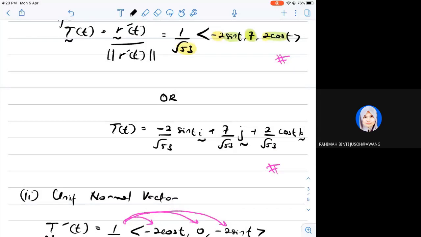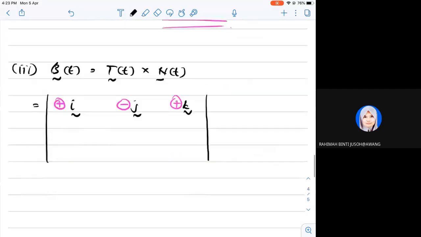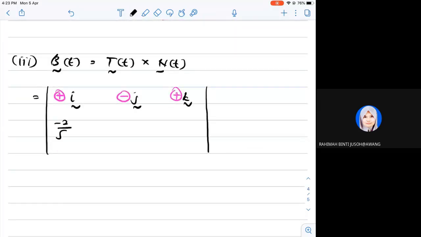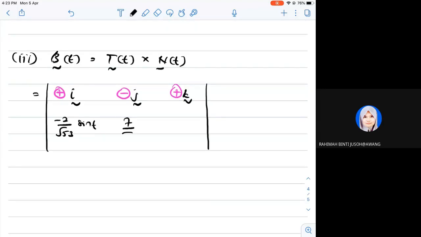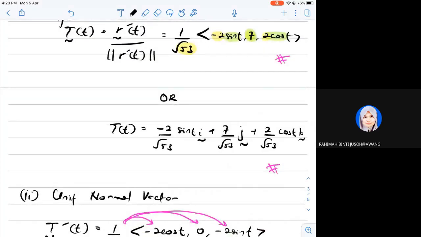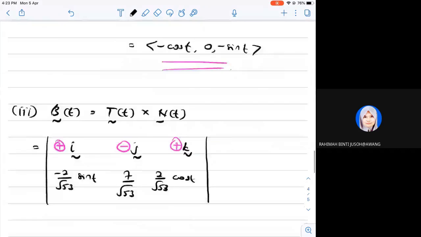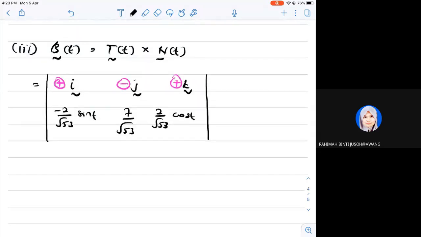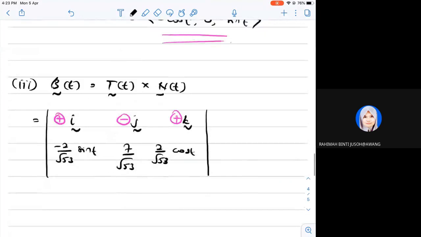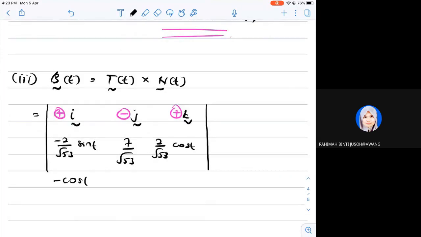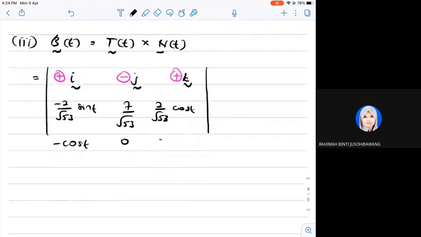Negative 2 over square root 53 sin t. Then for j we have 7 over square root 53. And then we have 2 over square root 53 cos t. Right? Correct. Okay, after that, the last row should be the unit normal vector. Unit normal vector is simple: negative cos t, 0, and then negative sin t.